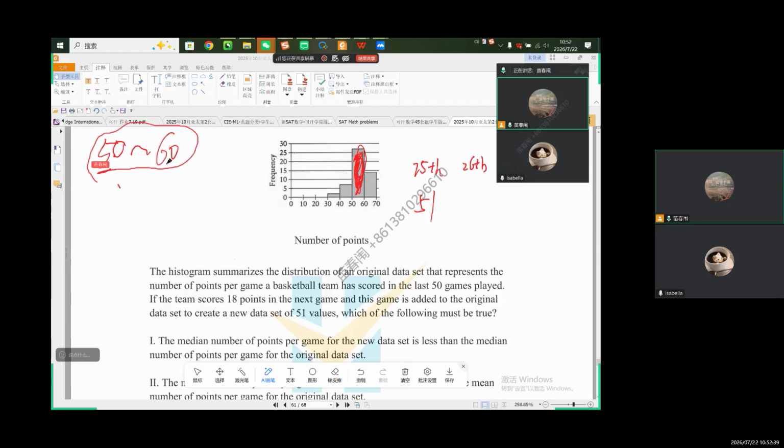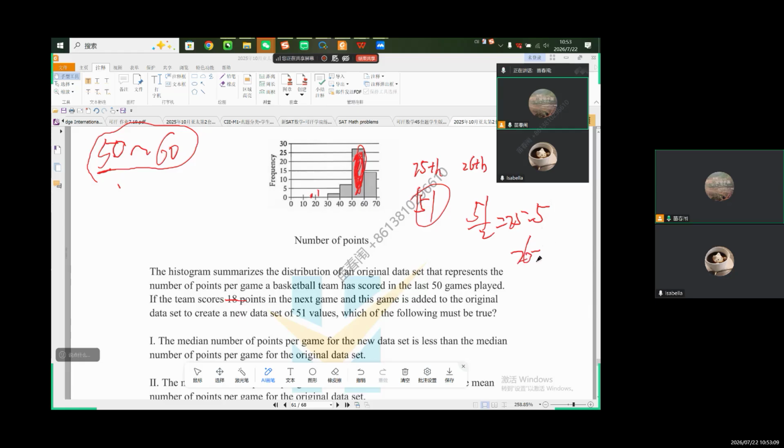The median is like this for the original data. And the new data set has an 18, right? You have 18 in here. You only have 1, so now we have 51. If I divide 51 by 2, I have 25.5. Which means I round it up, it's 26, right? So it should be my 26th number.